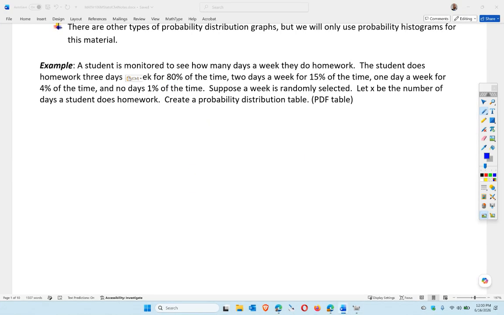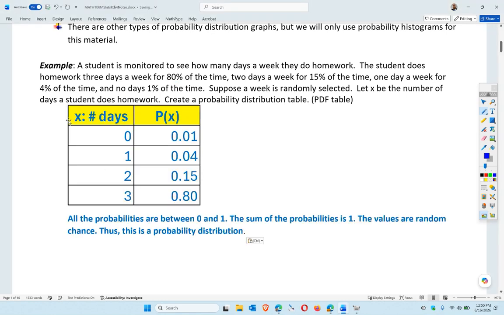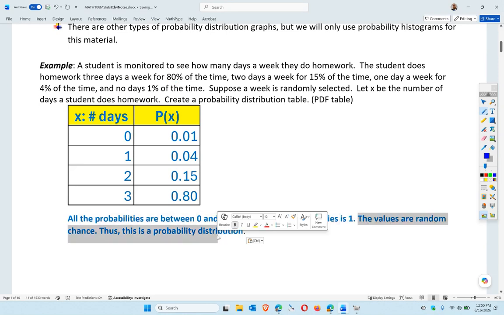So let's make this a little bit neater and write this out, right? So make a nice, neat table, right there. So all the probabilities are between 0 and 1, they add up to 1, and the values are random by chance. Thus, this is a probability distribution.